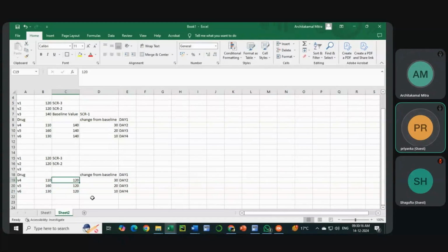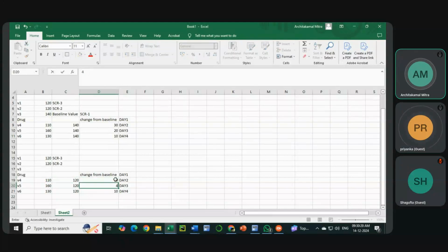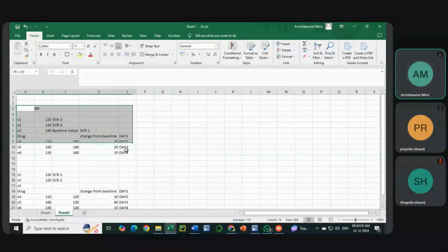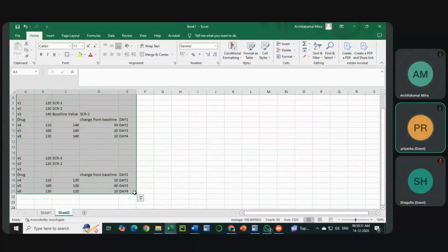But this will change to 10, 40, and 10. Got it? Absolutely clear. Yes. This is the concept of baseline and change from baseline.